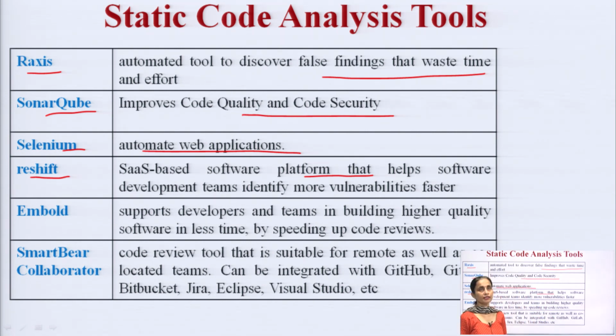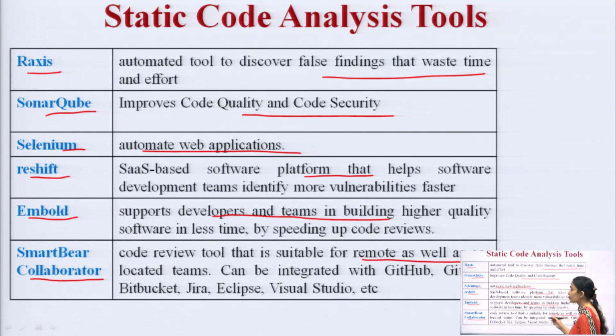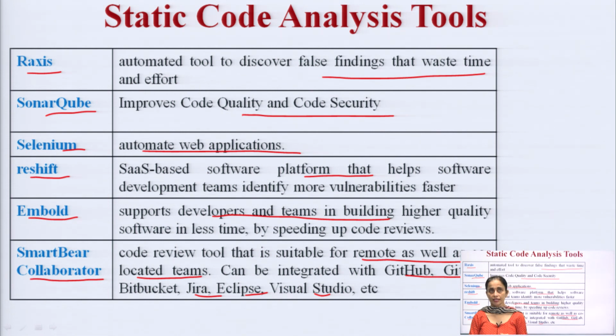Then the next tool is Embold, which supports developers and teams to work on higher quality in less time. Then is SmartBear Collaborator, a very important code review tool suitable for remote as well as co-located teams. Using this tool, we can also integrate with GitHub, GitLab, Bitbucket, Jira, Eclipse, Visual Studio and so on. So these were the different kinds of automation tools in static testing.